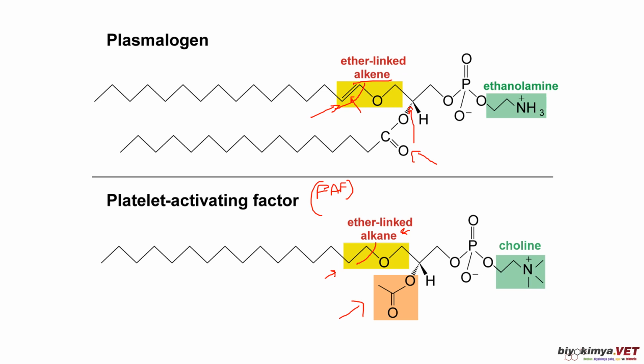And what about the polar heads? The plasmalogen carries mainly ethanolamine, but in plasmalogens it may also be choline instead of ethanolamine. But in platelet activating factor, the head group is choline.